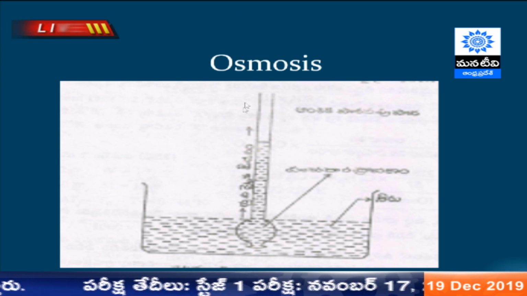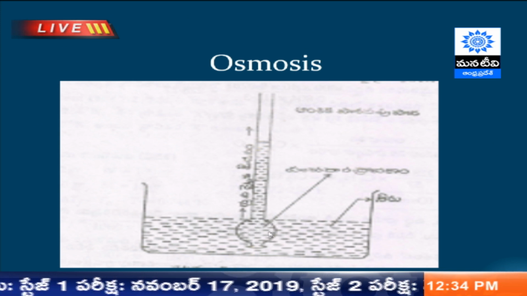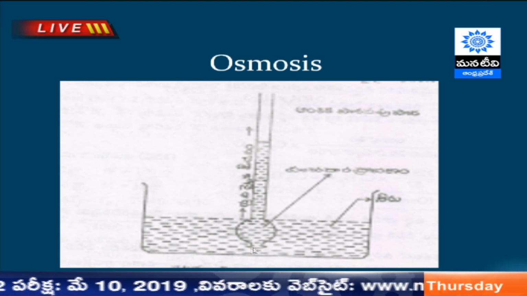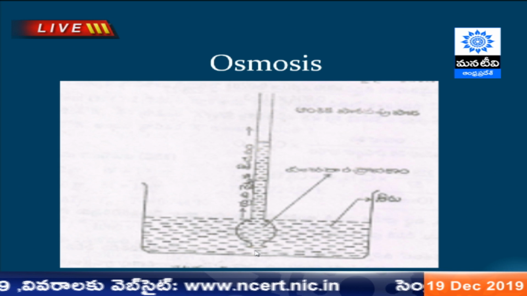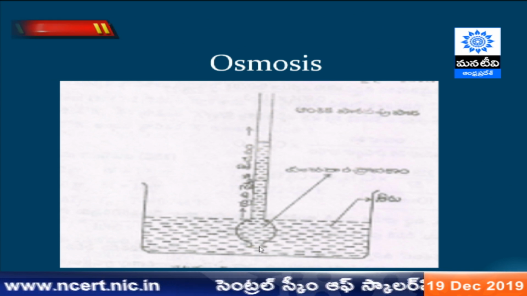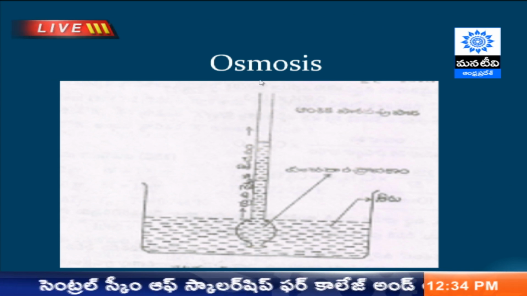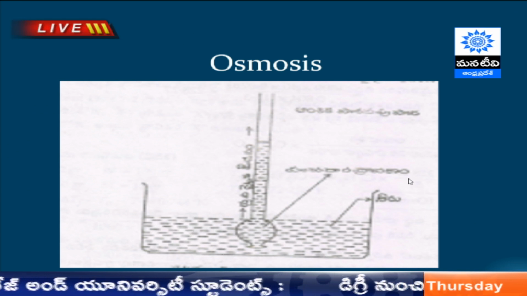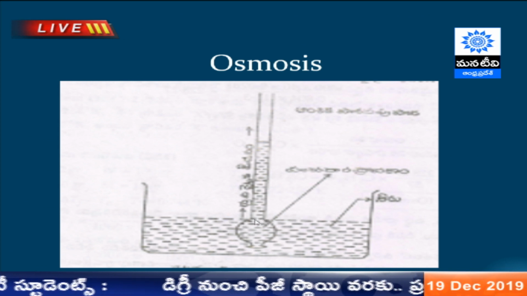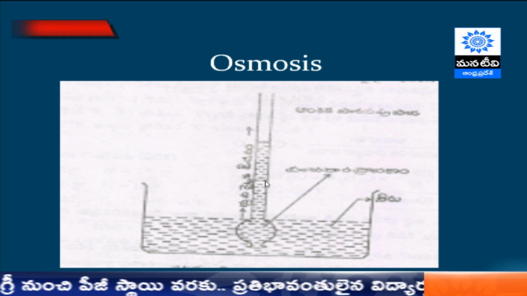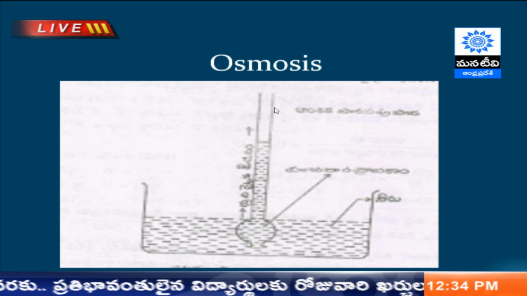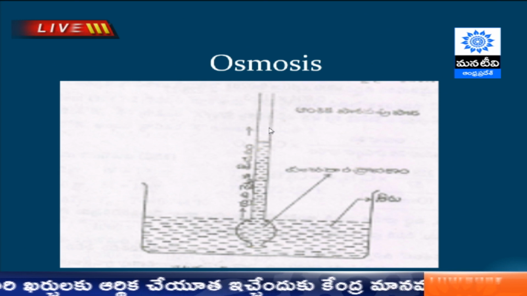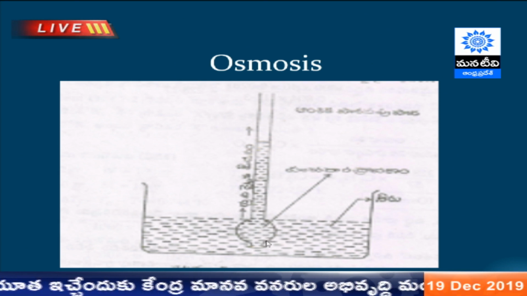You can see an inverted thistle funnel. Its mouth is inverted and covered at the bottom with a semi-permeable membrane, and it is immersed in water up to the mouth, and the tube, the neck of the funnel, is not immersed. You can see it here, the total experimental setup.